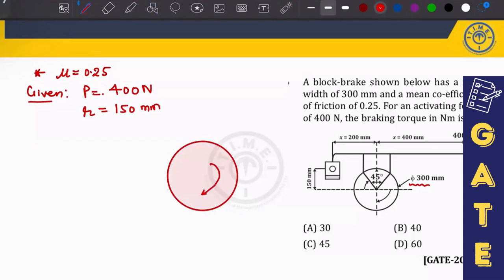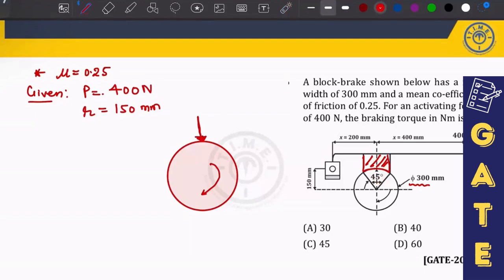Can anyone please tell me what forces will act over this drum first of all, because it is making contact with the shoe at this point? So what forces will act? Yes, friction force as well as normal force. The normal force means it is making contact between this shoe and drum. So whatever normal force is exerted by the shoe over this drum, the same normal reaction will act over the shoe. So can I say the normal reaction is this one?